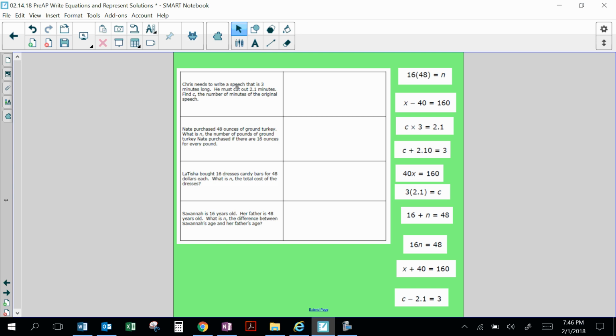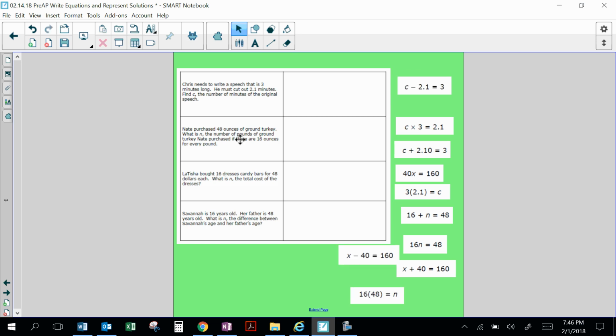Chris needs to write a speech that is 3 minutes long. He must cut out 2.1. Find C, the number of minutes of the original speech. So we know the speech is C, and we need to cut out 2.1. Cut out. So cut out, B. Oh, this one. Next one. Nate purchased 48 pounds of ground turkey. What is N, the number of pounds of ground turkey purchased if there are 16 ounces for each pound? So 16 ounces times the number of pounds equals 48. So it'll be that one.